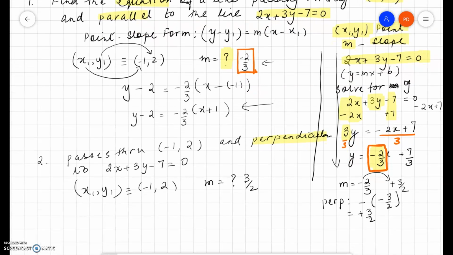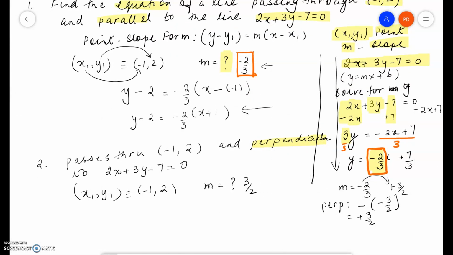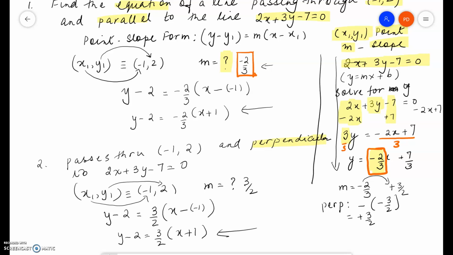And to find the equation of the line that passes through -1, 2: y minus y1 equals m times x minus x1, which is -1. So y minus 2 equals 3/2 x plus 1. That's the equation of the line that passes through -1, 2 and is perpendicular to the given line.